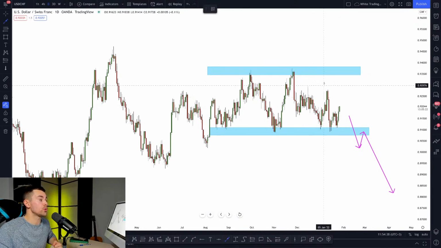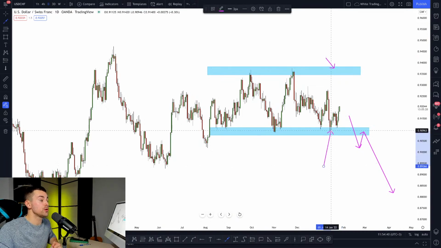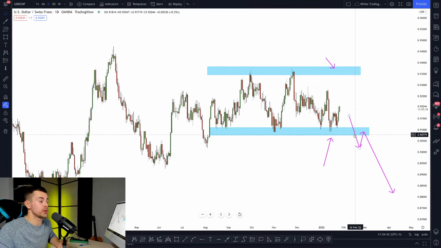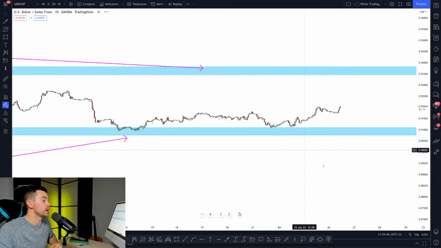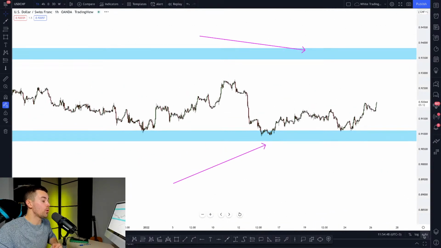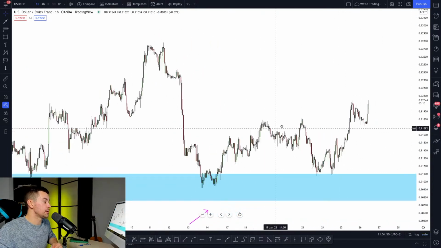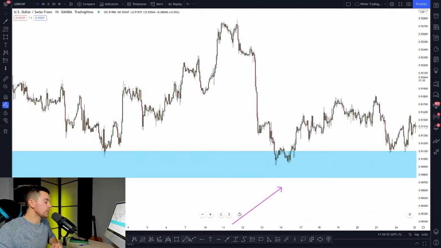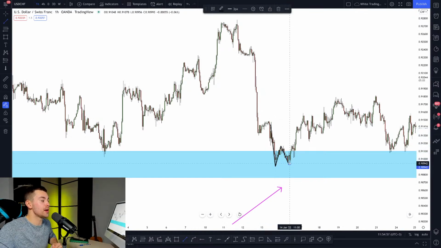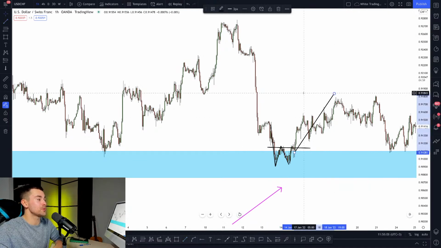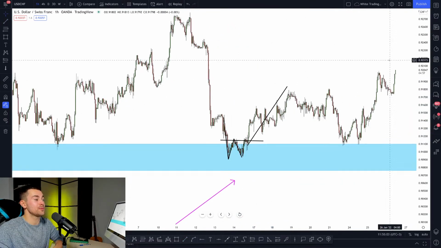You can look for shorting from the resistance of the range. You can look for buying from the support of the range. Look what happened when the price reached the support of the range. Once the support of the range was reached, here in the beginning of January, the price formed a so nice double bottom. Yes, you see this double bottom. The neckline was broken, and then we saw a very nice pullback. And now we see a bullish continuation.